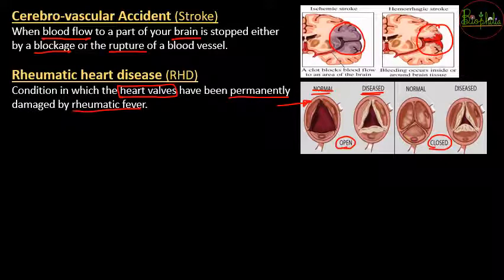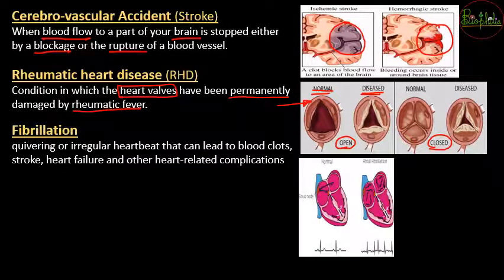So now let's see the next disorder, that is fibrillation. So fibrillation जो है, it is an irregular heartbeat. So this irregular heartbeat can be caused because of stroke or a heart failure, और even it can be because of blood clots. और भी बहुत सारे reasons होते हैं related to heart that can cause irregular heartbeats. So when the person has irregular heartbeats, it is fibrillation condition.